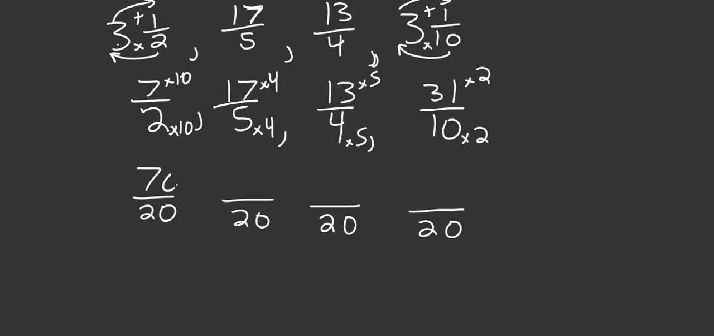So 7 times 10 would give us 70. 17 times 4, well 10 times 4 is 40. 7 times 4 is 28, so add those together, 68. 13 times 5, well 10 times 5 is 50. 3 times 5 is 15. 50 plus 15 gives us 65. Well, double of 30 is 60. Double of 1 is 2. So we end up with 62.